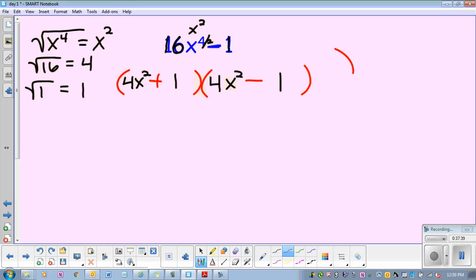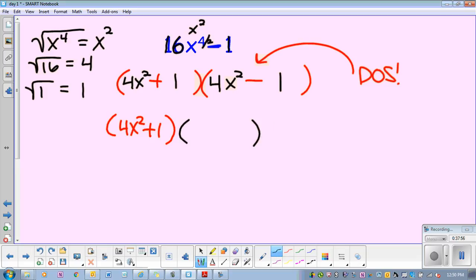Yes. You can do this one, not the first one. Why? Because it's plus. Because it's plus, it's not a difference. So this one can just come down, 4x squared plus 1. However, the other one, 4x squared minus 1, that's another difference of squares. What's the square root of 4x squared? 2x. Okay.